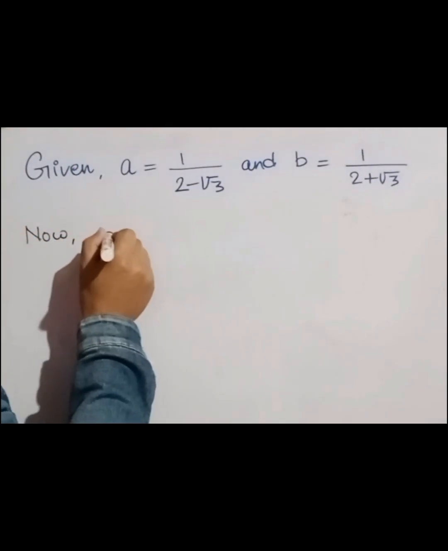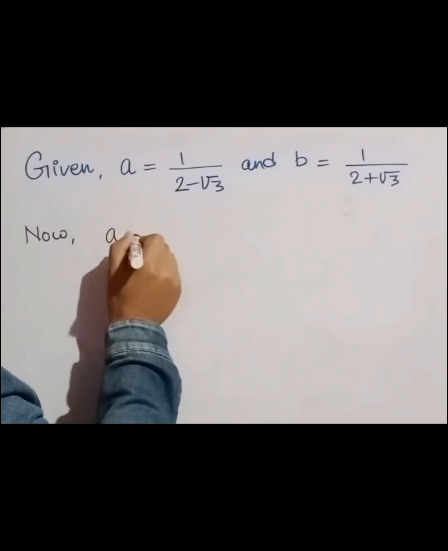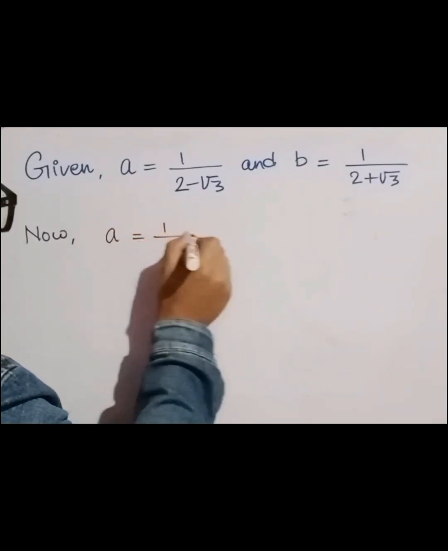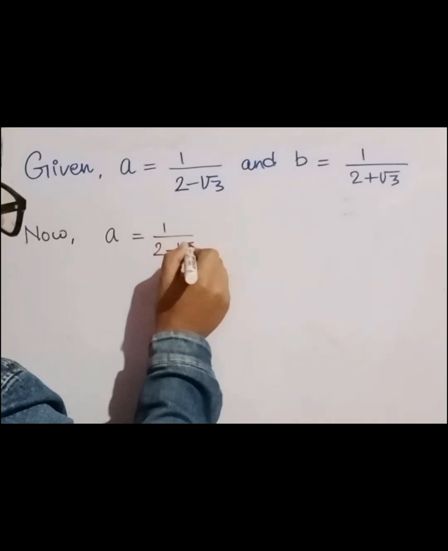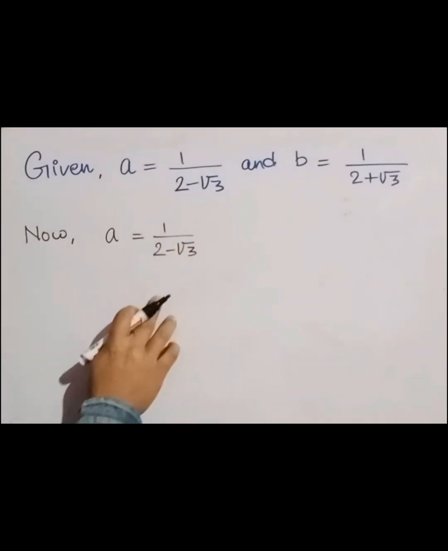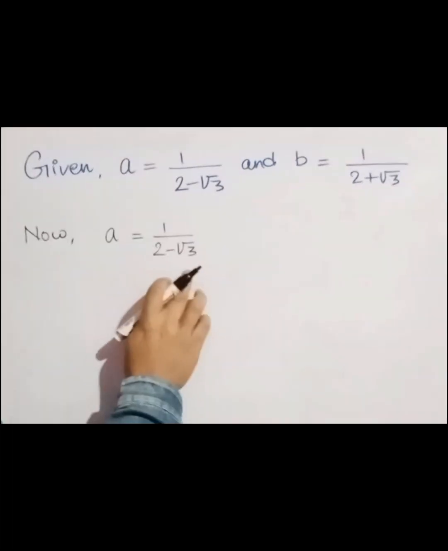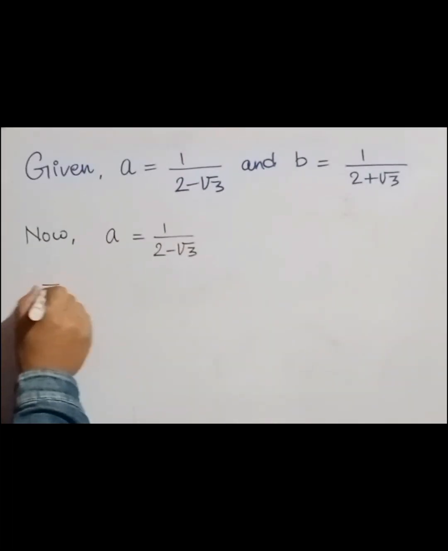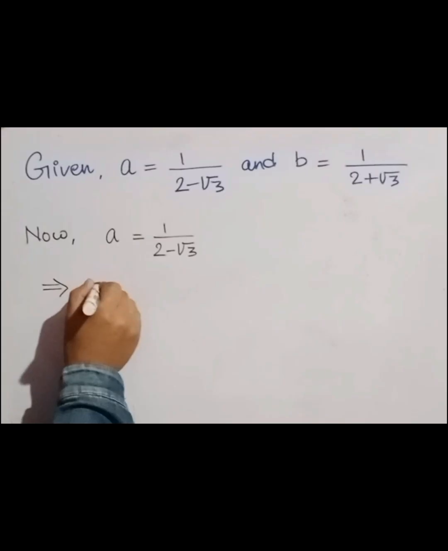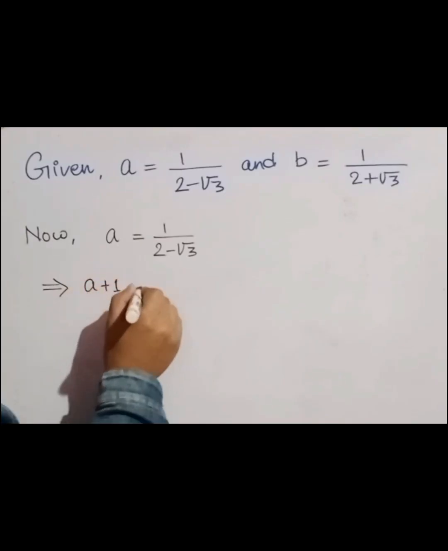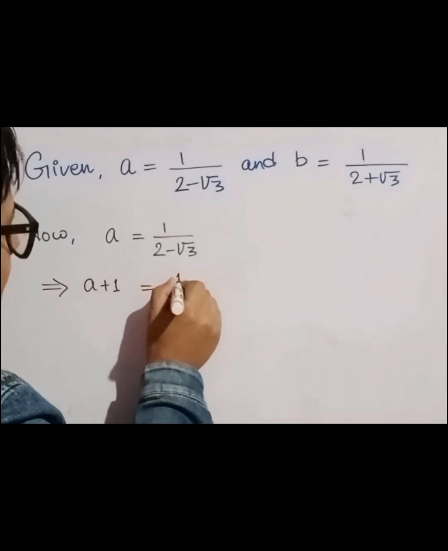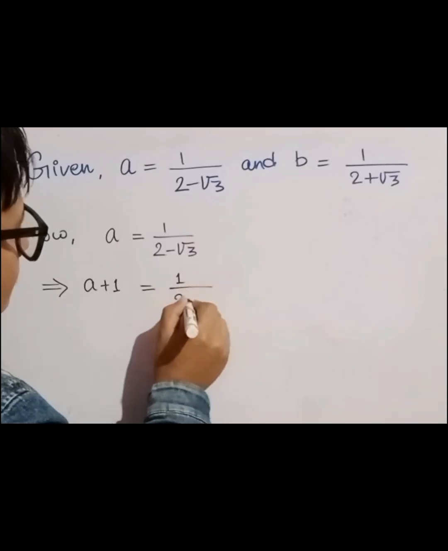Now we have a is equal to 1 upon 2 minus root 3. This is the value of a given by the question. Now from this we can calculate the value of a plus 1, and to calculate the value of a plus 1 we can add 1 on both sides of this equation. So the left hand side becomes a plus 1 and the right hand side becomes 1 upon 2 minus root 3 plus 1.